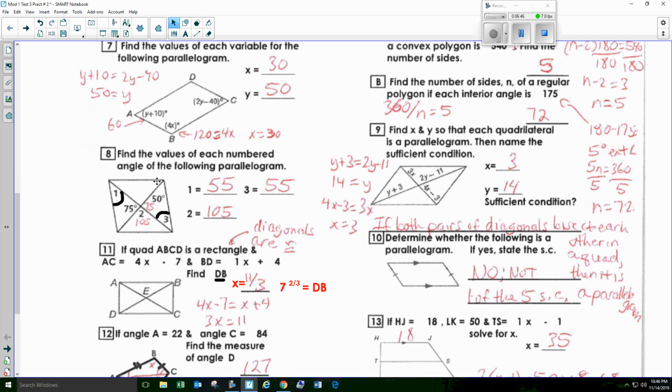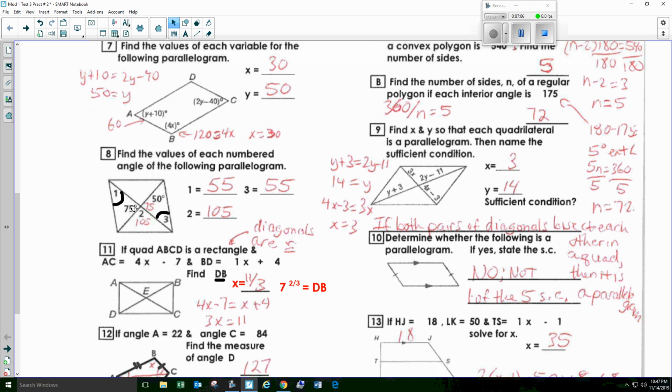Number 8, we have a parallelogram. So we know opposite sides are parallel. Therefore, parallel lines cut by a transversal, alternate interior angles are equal. So 1 has to be congruent to 3. Once we find 3, then we know it's also 1. So 1 and 3 have to be the same answer. You shouldn't be giving me different answers.